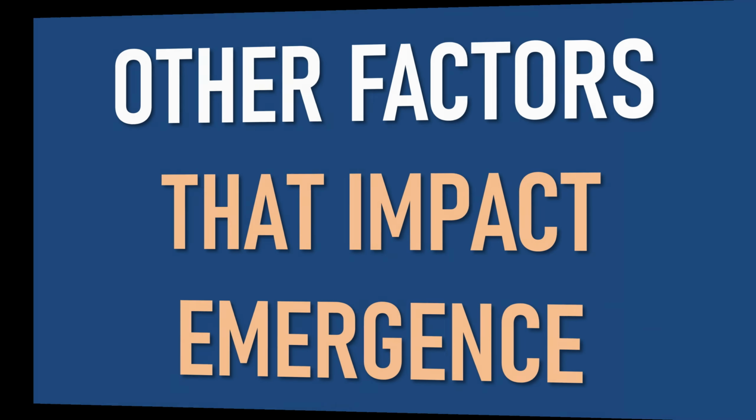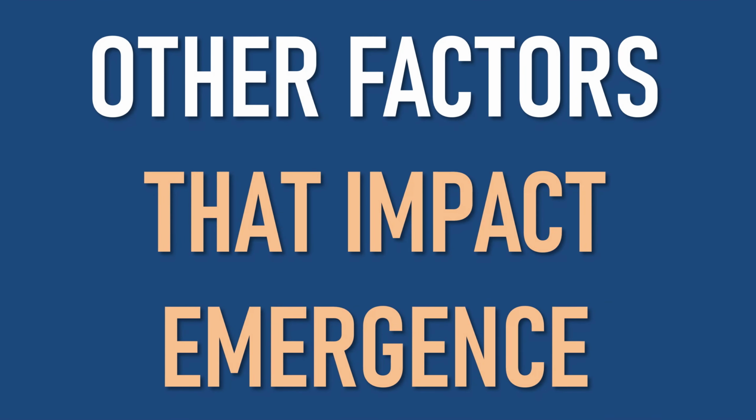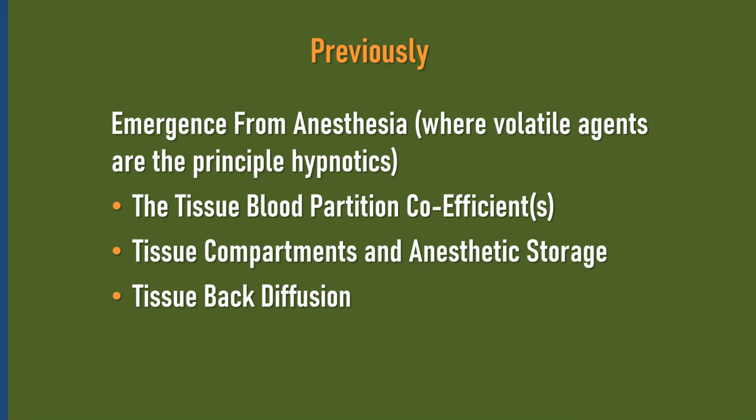This tutorial will look at other factors that impact emergence from anesthesia. In the previous tutorial, we looked at the tissue blood partition coefficients. They are the fat blood partition coefficient and the muscle blood partition coefficient. And I explained that these coefficients determined at least partially the storage of anesthesia during moderate to long cases. So we discussed that in terms of tissue compartments and then tissue back diffusion at the end of the case.